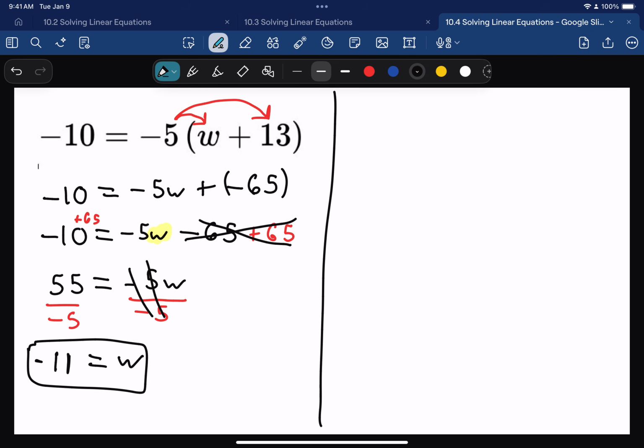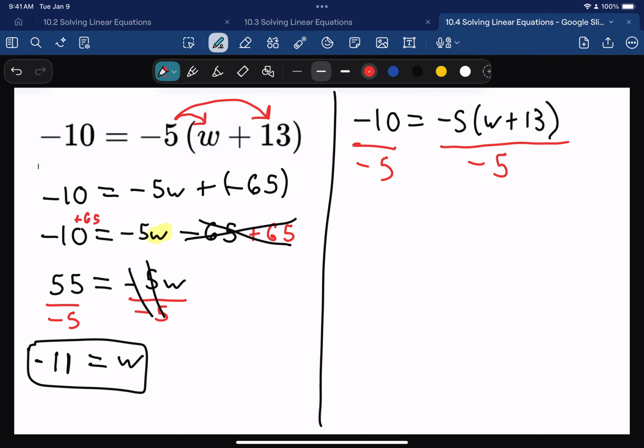And let's do the other way of dividing first. So negative 10 equals negative 5w plus 13. Okay, so now we're going to divide first. So let's divide this side by negative 5 and divide this side by negative 5. And we end up with these canceling each other out. And over here, negative 10 divided by negative 5 equals positive 2. Remember, if we have a negative and a negative being multiplied or divided, it's a positive number. So 2 equals w plus 13.